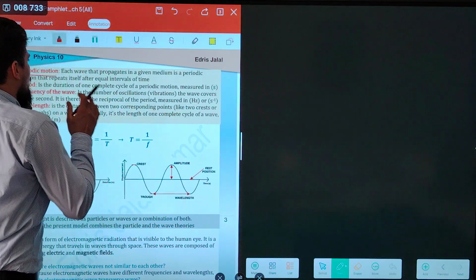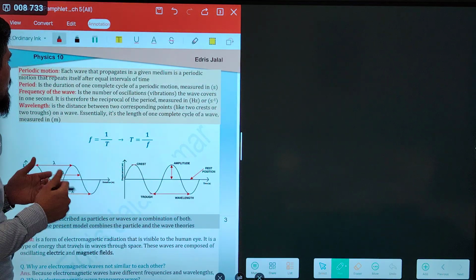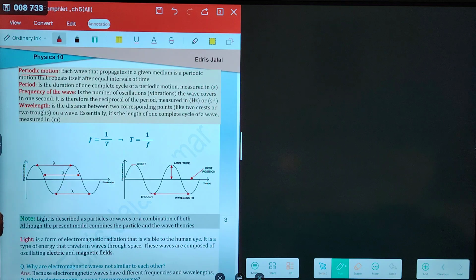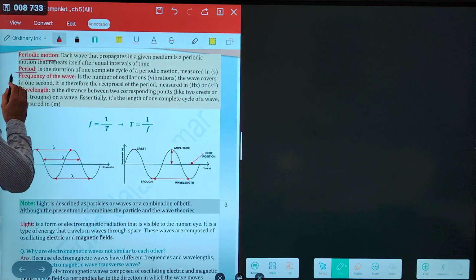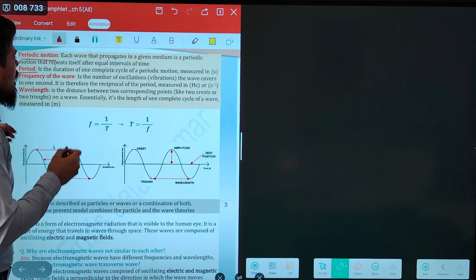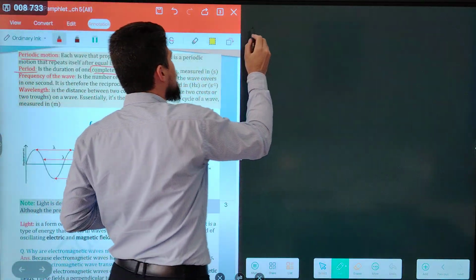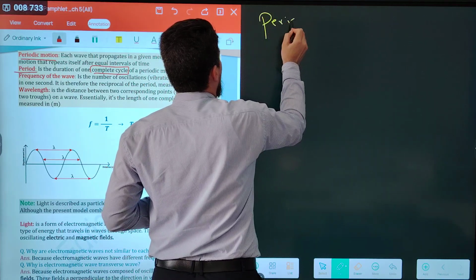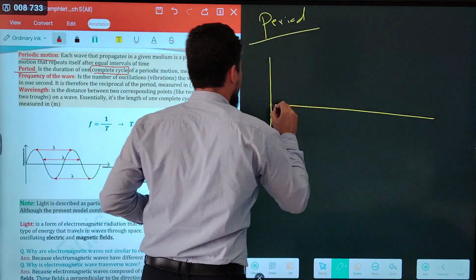So, periodic motion: each wave that propagates in a given medium is a periodic motion that repeats itself after equal intervals of time. Okay, for many vibrations we have a periodic motion. What is period? It is the duration or time of one complete cycle. It's the time for what? One complete cycle. This is period.